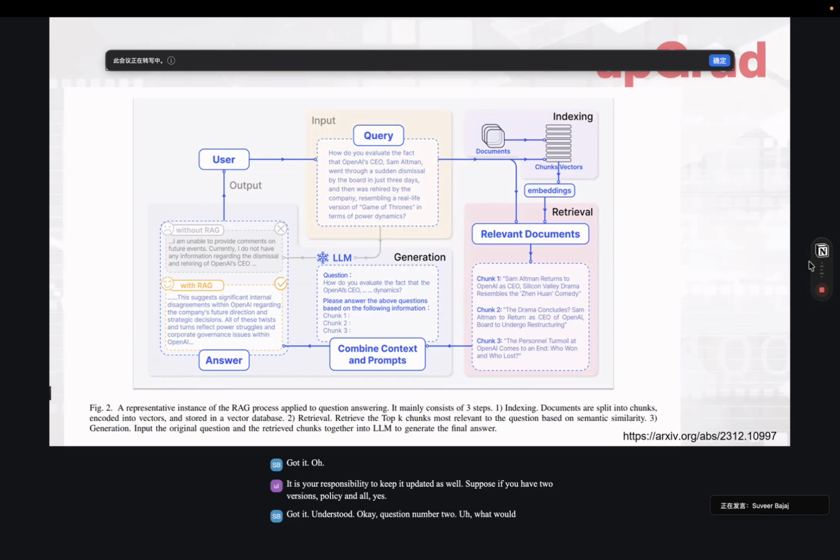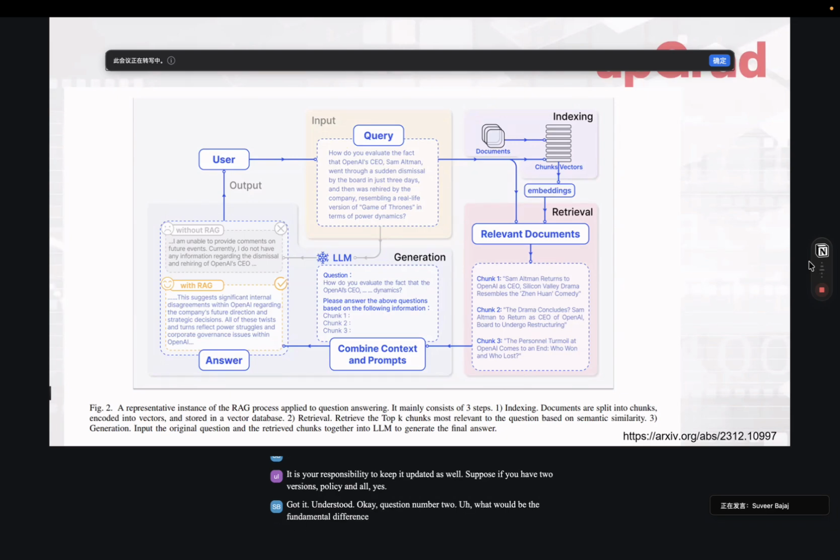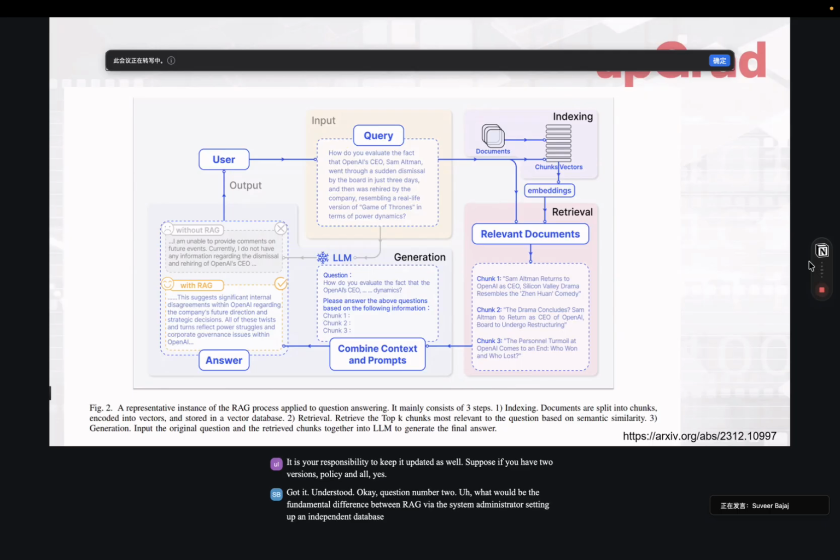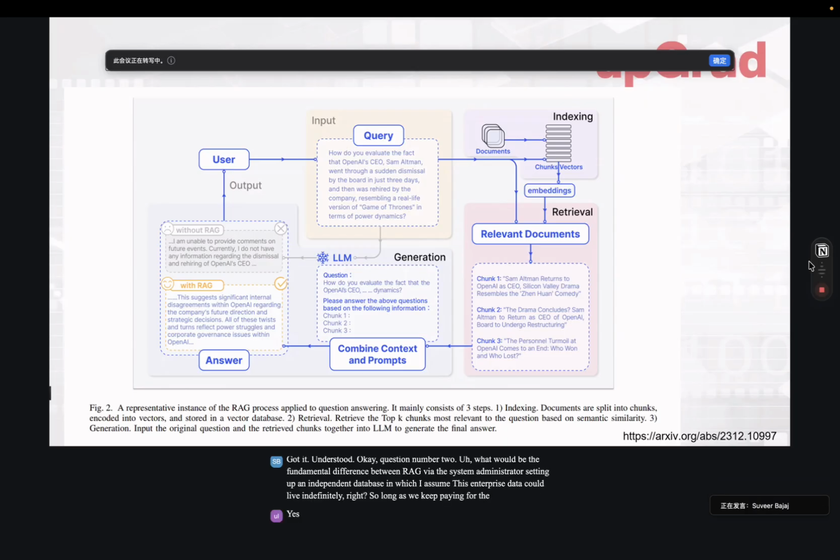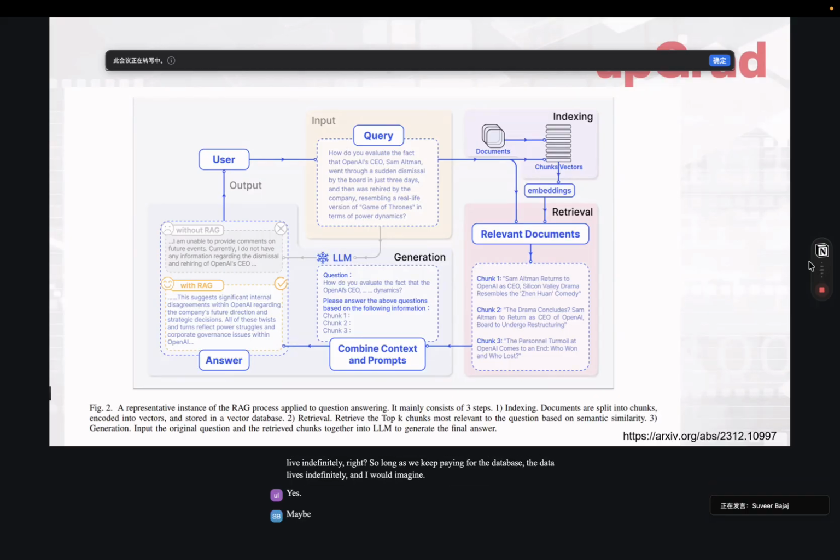What would be the fundamental difference between RAG via the system administrator setting up an independent database, in which I assume this enterprise data could live indefinitely, so long as we keep paying for the database, and I would imagine maybe embeddings need to be updated as and when versions of LLM keep changing?